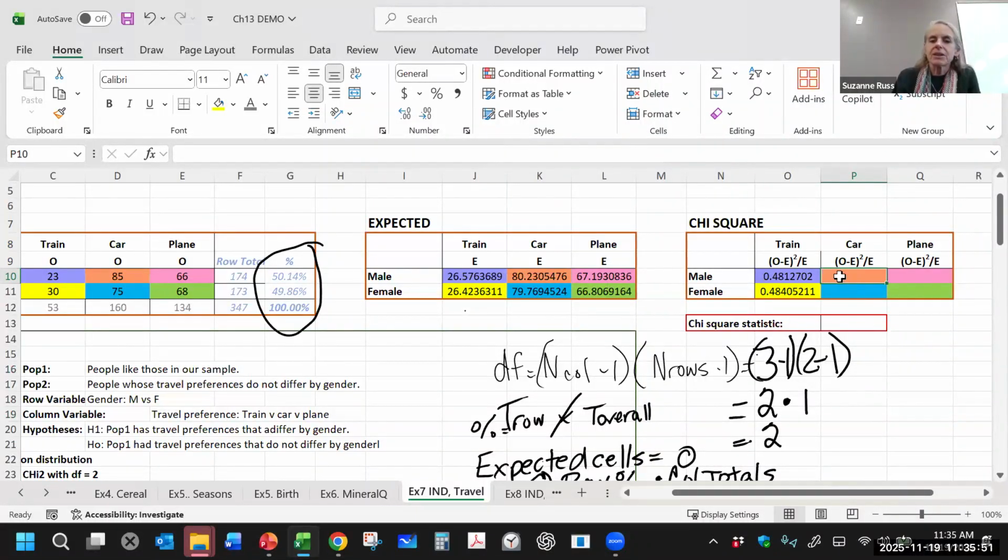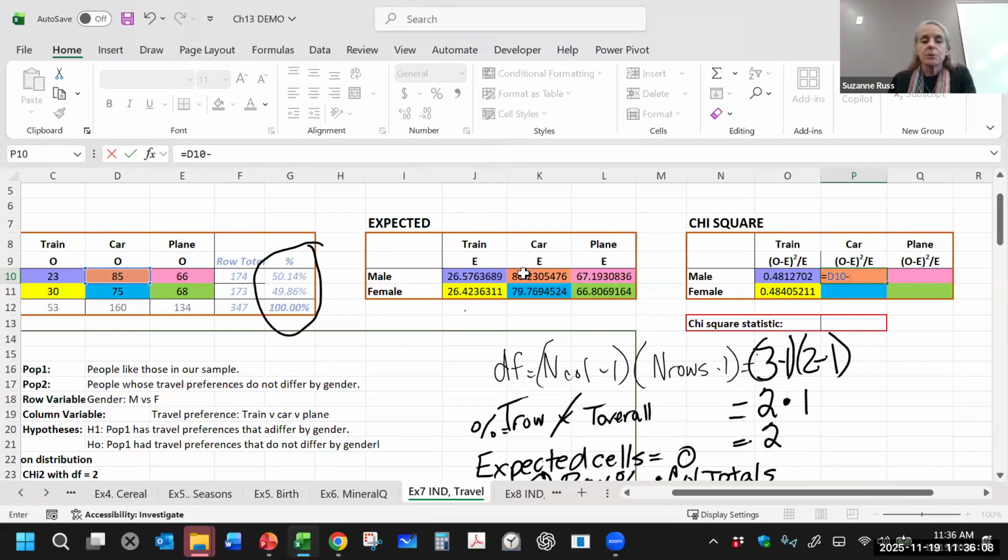So now I'm in the cell that is orange. I'm going to apply the formula just above it. I'm going to first apply it for males who prefer cars. So let's go ahead and get the observed, which is 85 of those males preferred cars. We're going to subtract what we would have expected if there's no difference by gender.